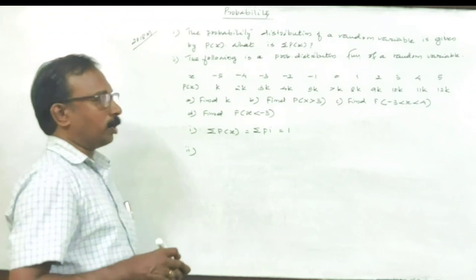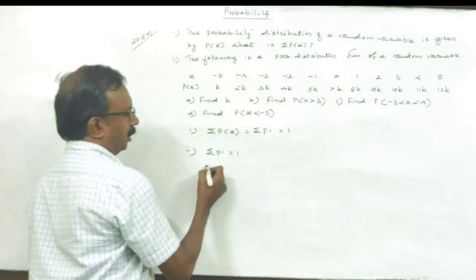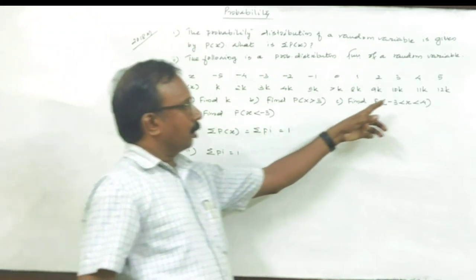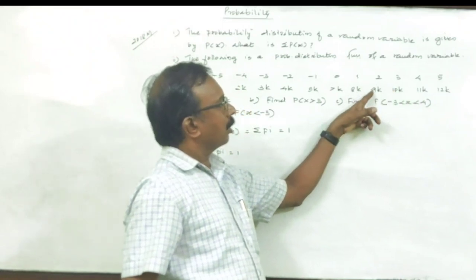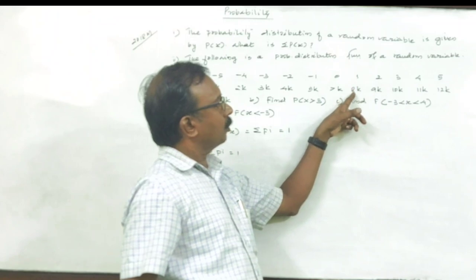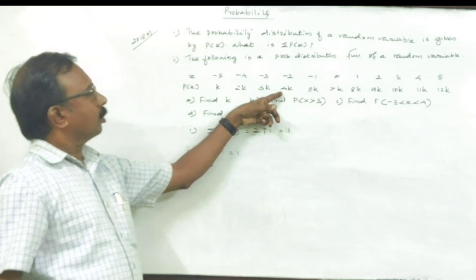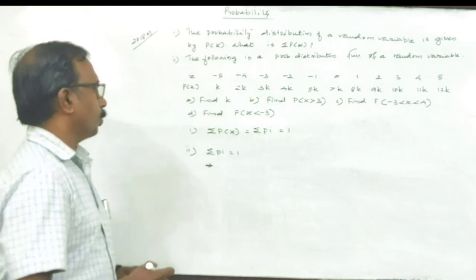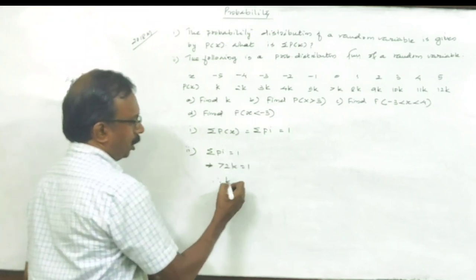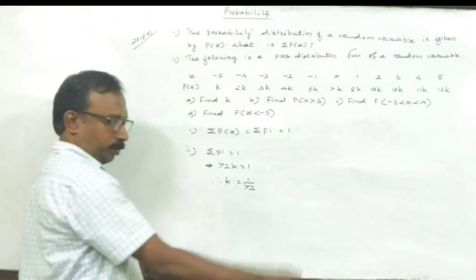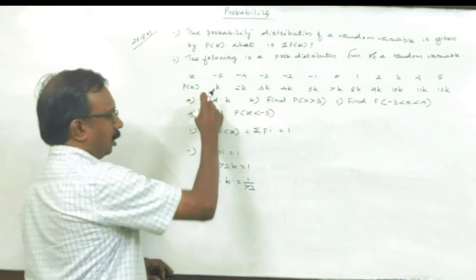Here also, the sum of the probabilities is 1. So sigma pi is equal to 1, which implies that 12 plus 23, 33, 42, 50, 62, 66, 72. So 72k is equal to 1, therefore k is equal to 1 by 72, isn't it? Now, the first question is k.